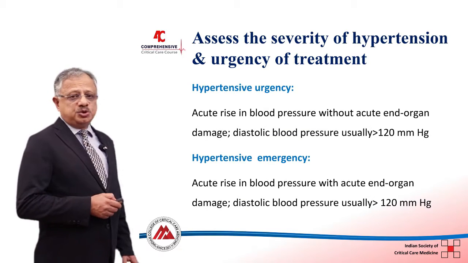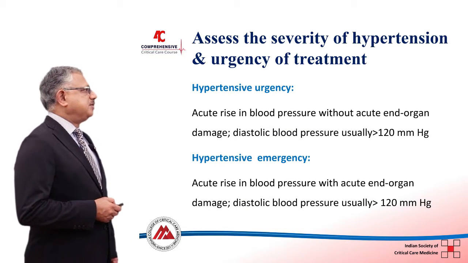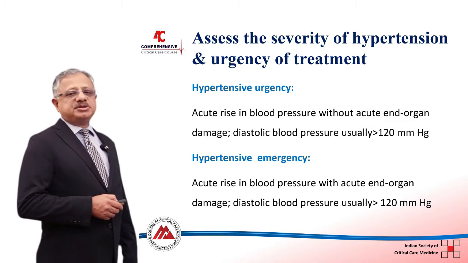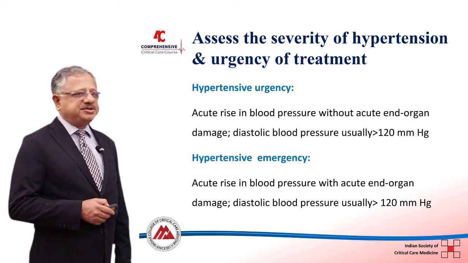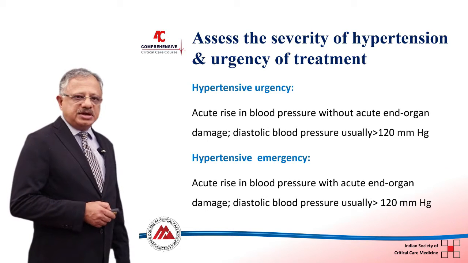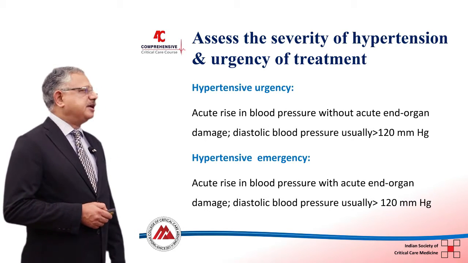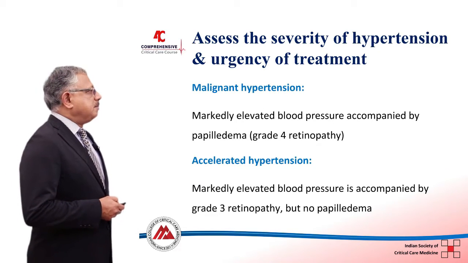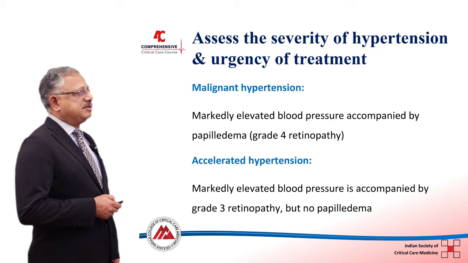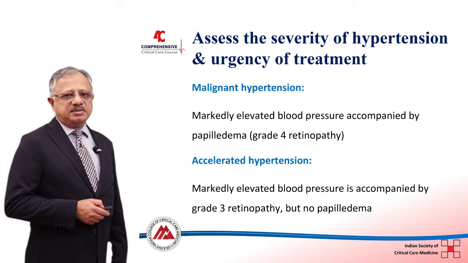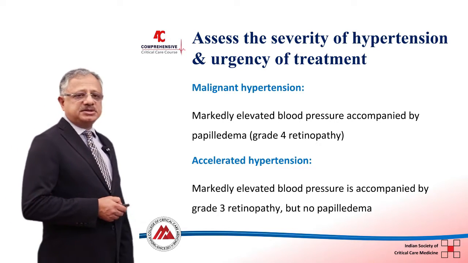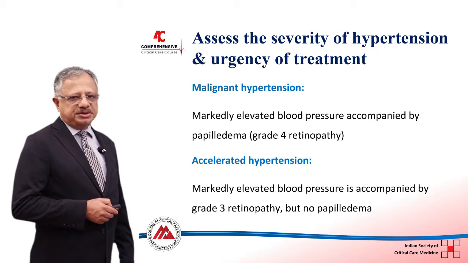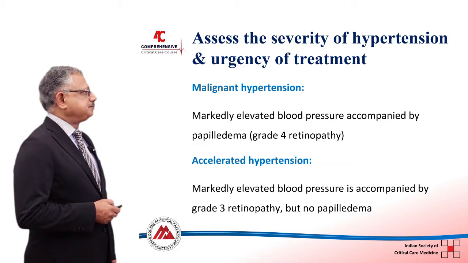Urgency is when there is an acute rise in blood pressure without end organ damage, and the diastolic blood pressure is more than 120. The only thing differentiating it from hypertensive emergency is that in the hypertensive emergency there is end organ damage in addition to these blood pressure findings. Malignant hypertension is markedly elevated blood pressure accompanied by grade 4 retinopathy, that is papilledema. In accelerated hypertension, you have grade 3 retinopathy, that means there is no papilledema.